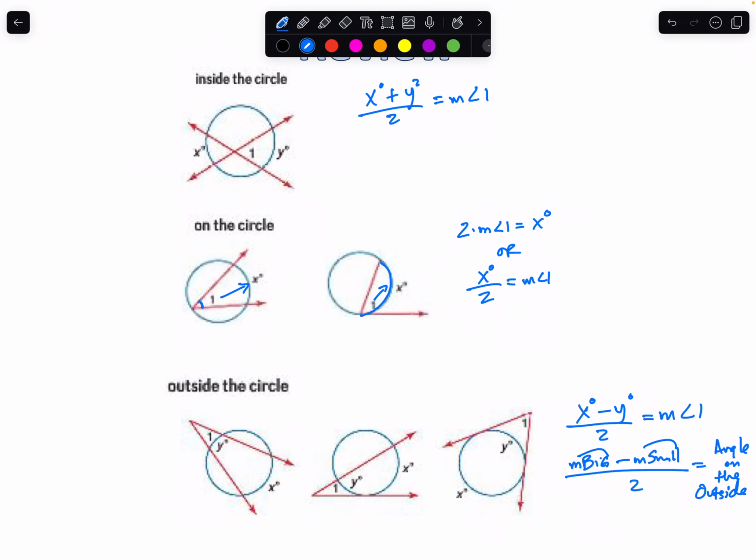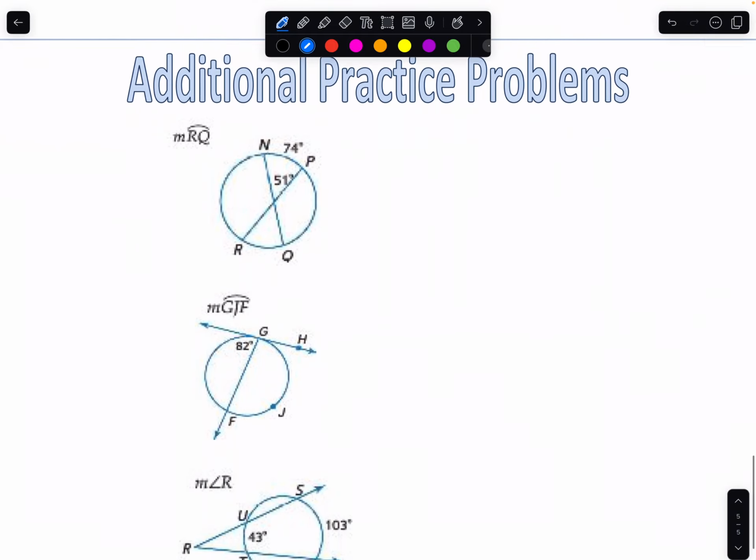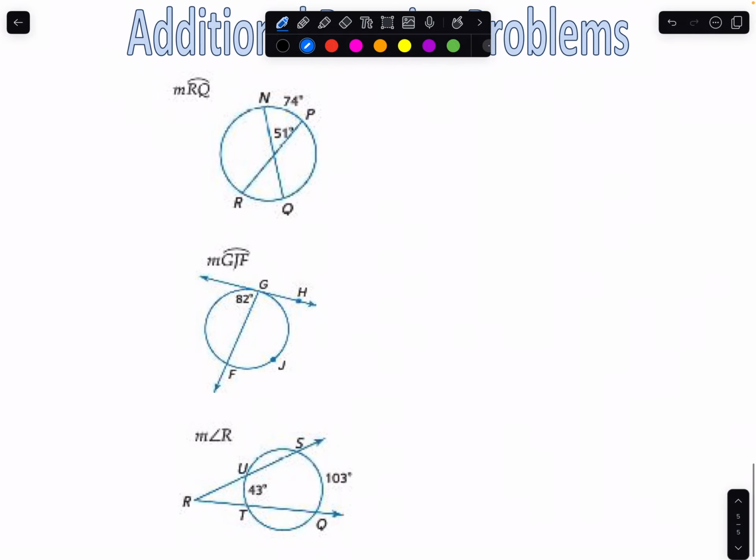So let's try some practice. As always, I'd like to give you some practice that you can try out. Feel free to pause the video and try solving this yourself. I'm only going to set up the equation. I'm not going to go ahead and solve it, but I'm going to show you how to set it up so that you can solve it yourself. We're looking for this first scenario, the measure of RQ. RQ is this angle. I'm going to label this as x.